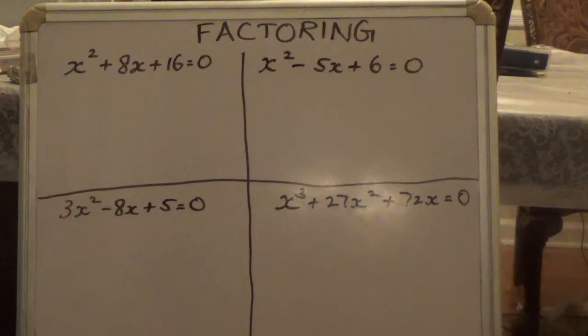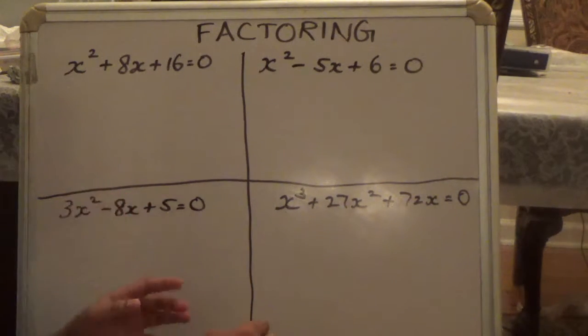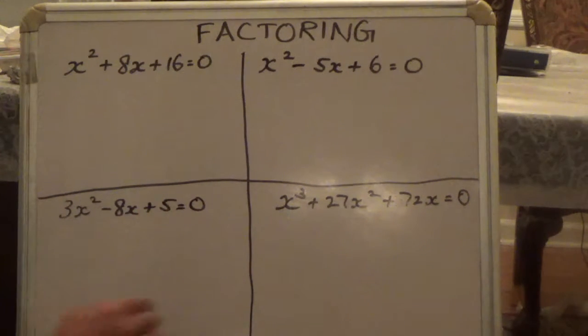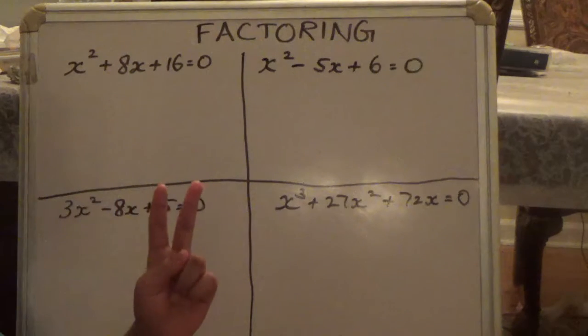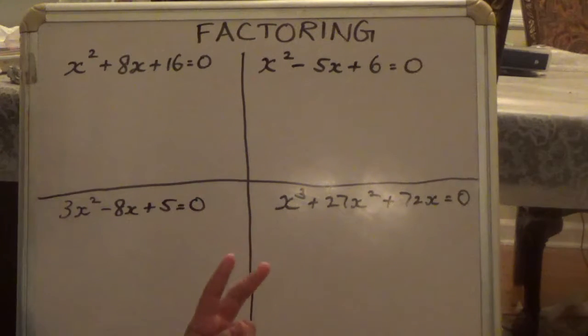Okay, so all factoring does is it helps you turn a polynomial into easy equations from which we can derive x. Okay, so x squared plus 8x plus 16 is 0. So there's two rules when it comes to factoring that you must never forget, because they're the two rules that you'll really need.